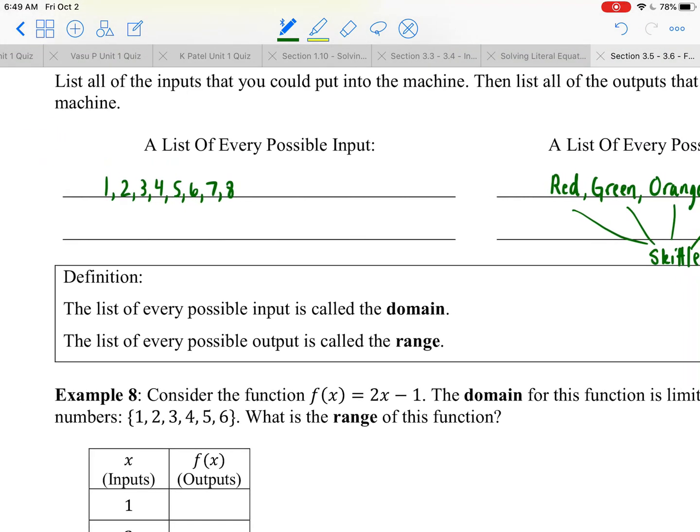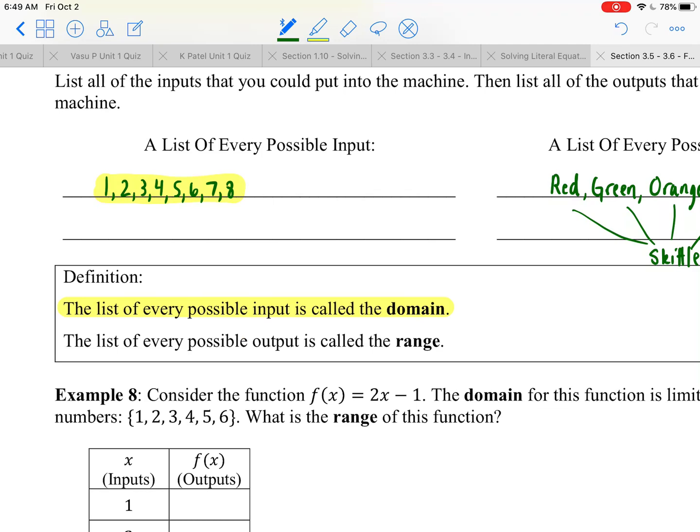Okay, so here's your definition. You ready? The name that we give this list of all the possible inputs that you could put into a function, we call that the domain. If you list out every possible input you could put into a function, that's called the domain. And for algebra, we're usually going to deal with numbers. We're usually interested in numbers.